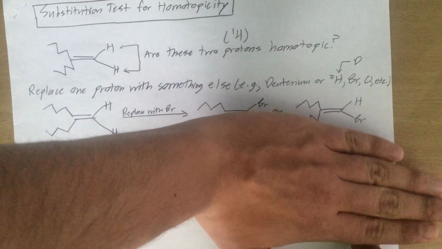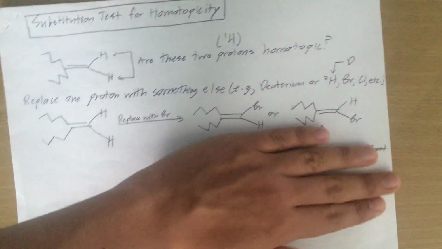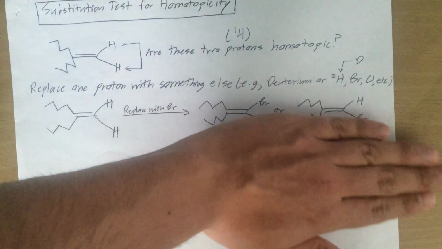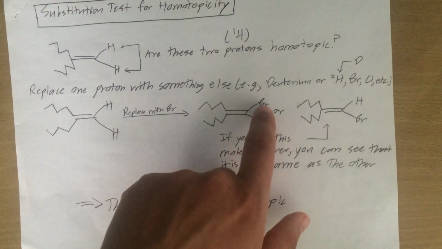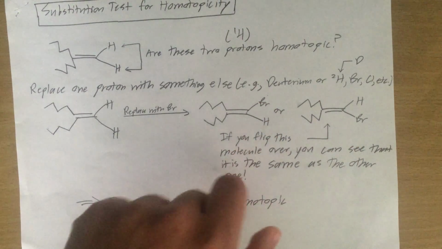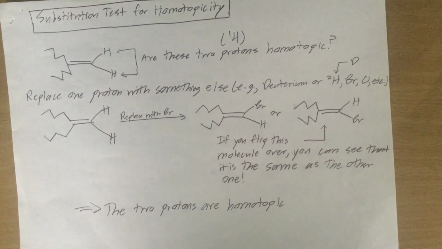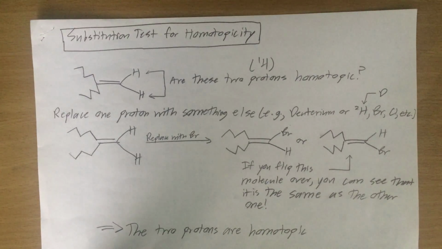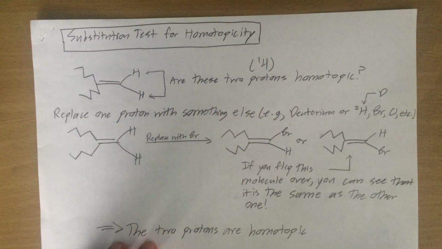So if you were to flip this compound just like that, like you're flipping a burger, you can see that once this compound is flipped, bromine is going to be on top and hydrogen is going to be on the bottom, just like this molecule. So when you flip this molecule, you're going to find out that it's the exact same compound as this one, right? So as a result, these two protons are homotopic. So that's one case of using the substitution test for homotopicity, all right?